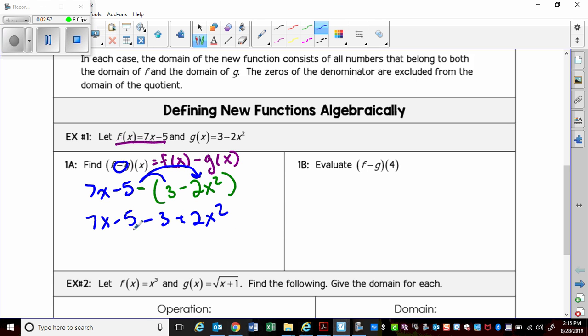There's only one term with x squared, so I'm going to put that first, 2x squared, and then I have one term with x, which is 7x, and then I have two terms with numbers. I'm going to combine those and get negative 8, and that's it.